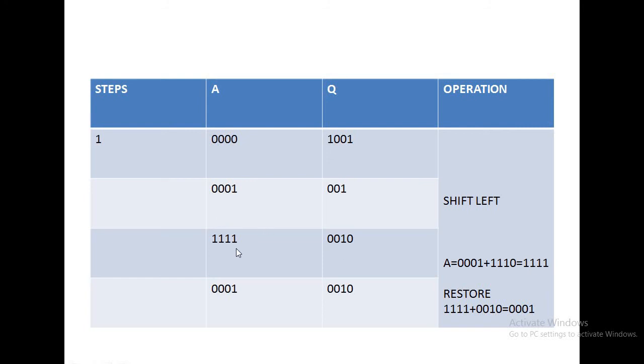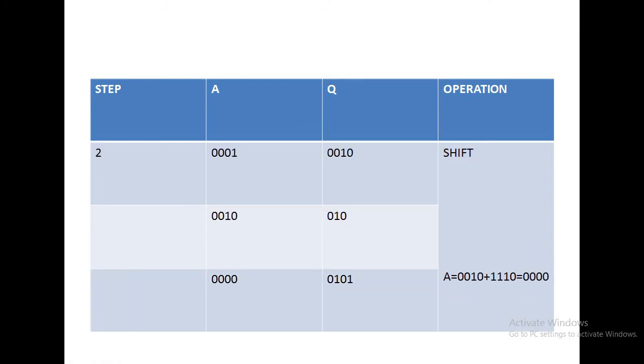Then check the sign of A. Sign of A is this MSB bit. MSB bit is 1. If MSB bit is 1, number is negative, less than 0. Less than 0 means Q0 is 0. This bit is 0. Then restore A. Restore A means what is the previous value, before this operation? 0001, 0010. This is the end of step 1.